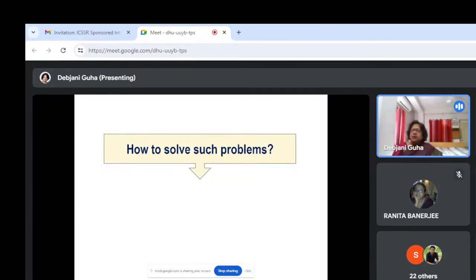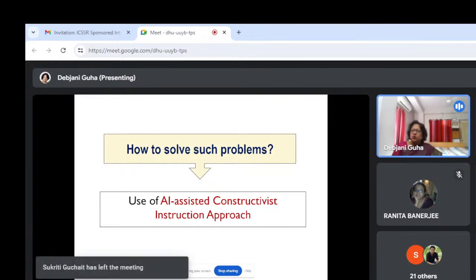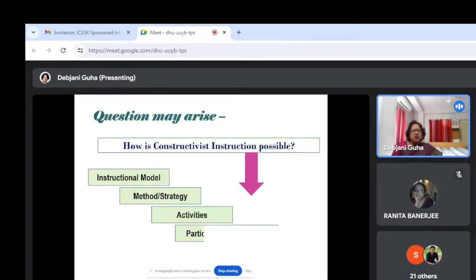So, in this situation, how to solve such problems? I think the solution is that the use of an AI-assisted constructivist approach may be appropriate in the 21st century technology-oriented education field. Now, the question may arise: how is constructivist instruction possible in the classroom at the higher education level? Some important steps I want to mention here.